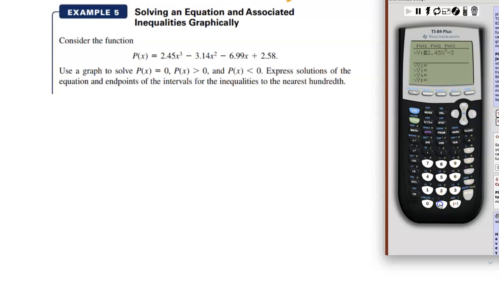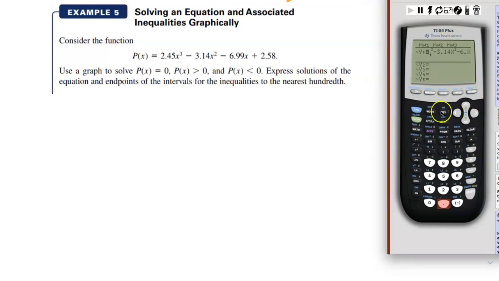Minus 3.14 x squared, minus 6.99 x. Did it freeze on me? What's going on? It does that sometimes. There we go, 6.99x plus 2.58. Okay, so there's my graph.